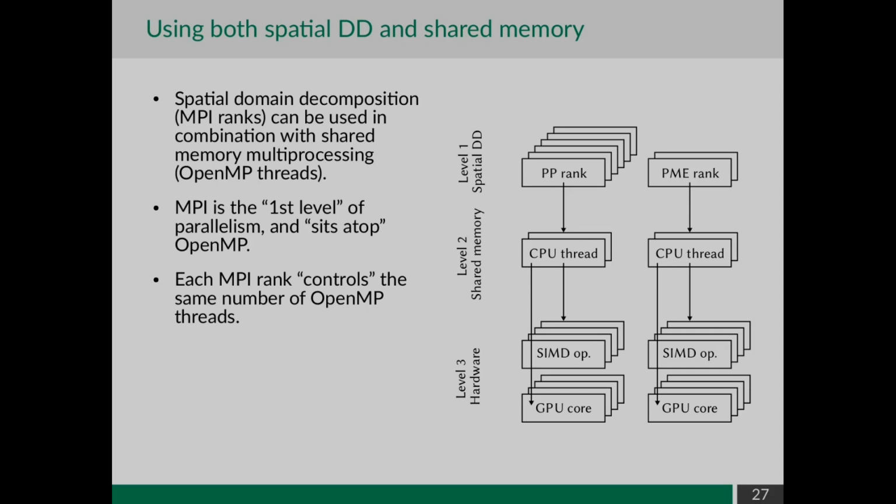I mentioned previously that the different levels of parallelism in Gromacs can be used in combination. It is possible to use domain decomposition and shared memory multiprocessing together. In that case, if we go back to our overview figure of parallelism in Gromacs, we can see that MPI is on the first level and OpenMP on the second. This means that MPI ranks actually control OpenMP threads. Each MPI rank will control the same number of OpenMP threads.